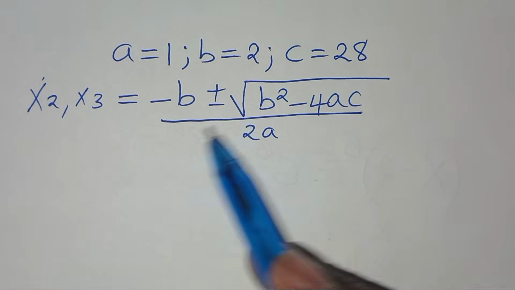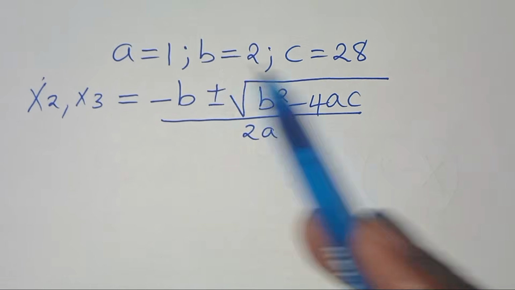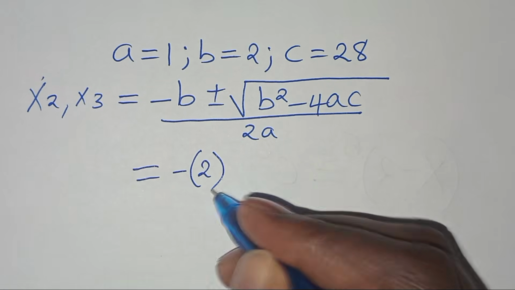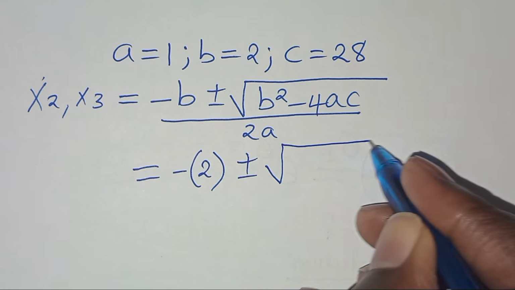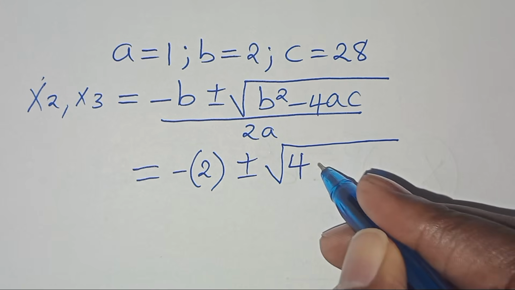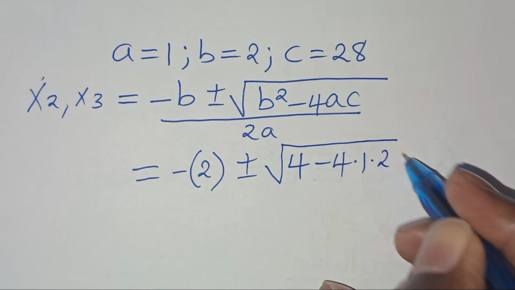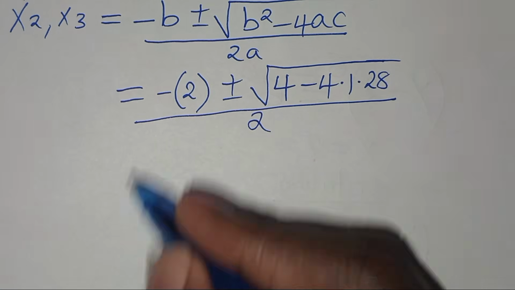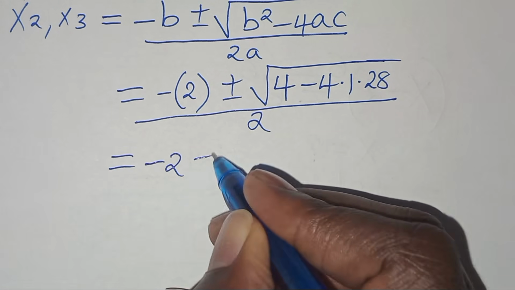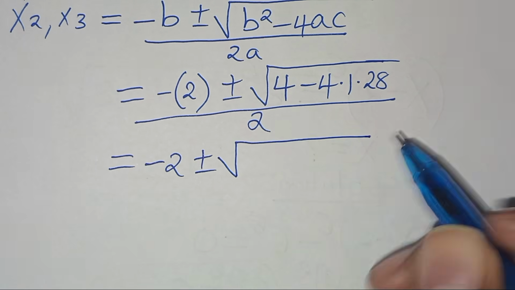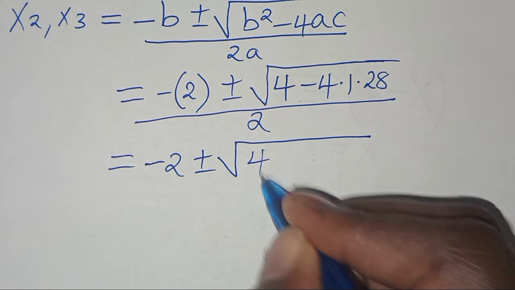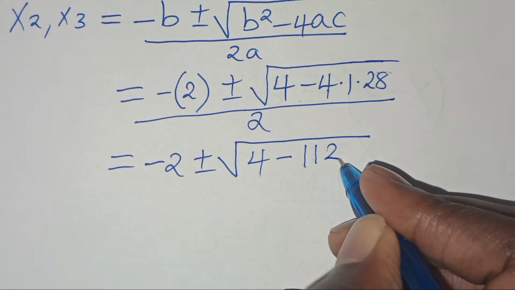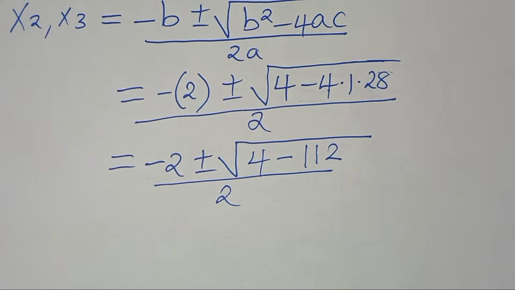So let's apply this formula. Substituting the values of a, b, and c, we'll have x = (-2 plus or minus the square root of (b squared, which is 4, subtract 4 times 1 times 28)) all divided by 2. Here 4 times 28 is the same thing as 112.